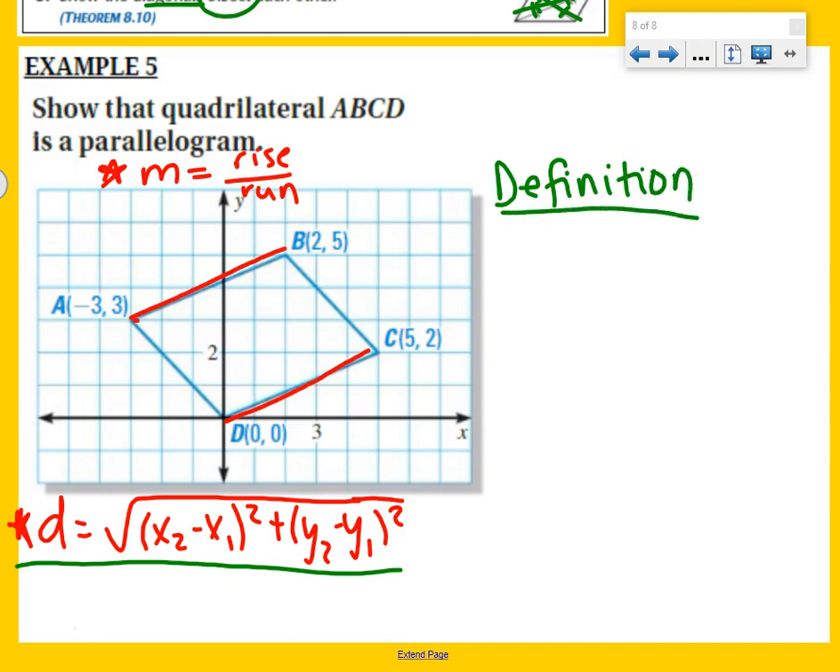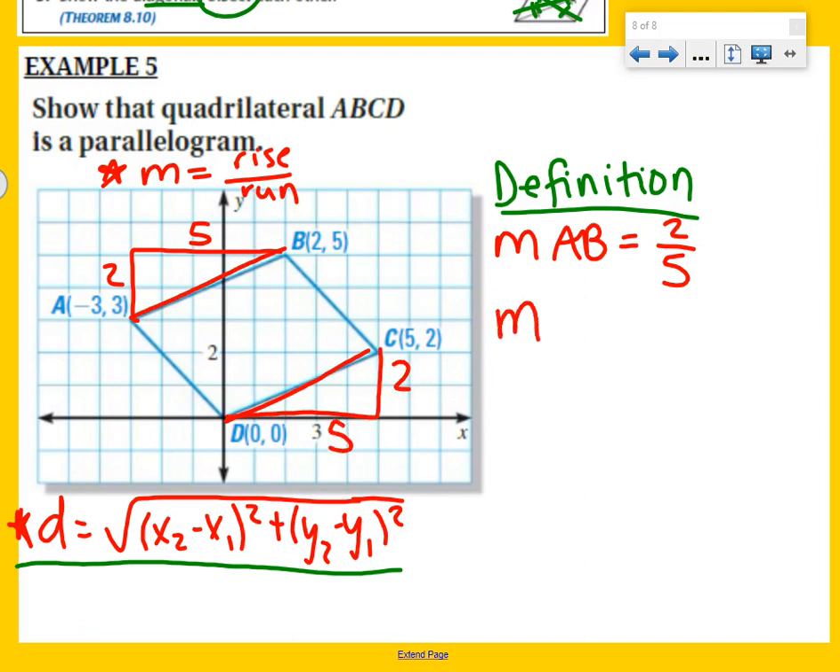So all we have to do is show that opposite sides are parallel. So let's start with this pair of red sides. So we have AB, find that slope. We go up 1, 2, 3, 4, 5 over 5. So slope of AB equals 2 over 5. And then slope of CD is also 2 over 5. So that's one pair. And then we need the other pair.